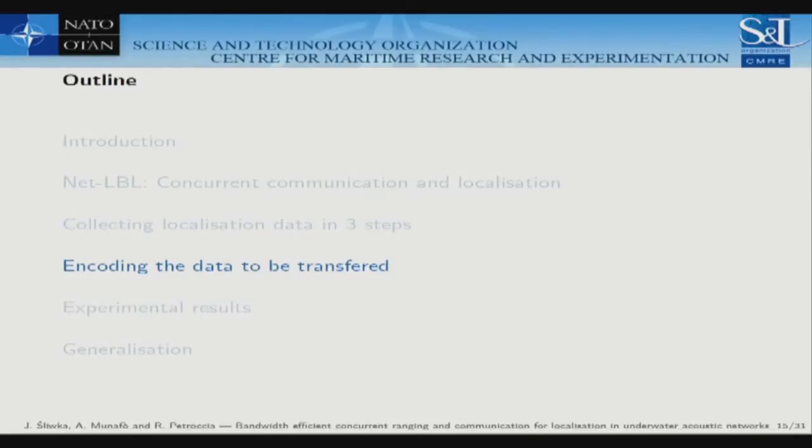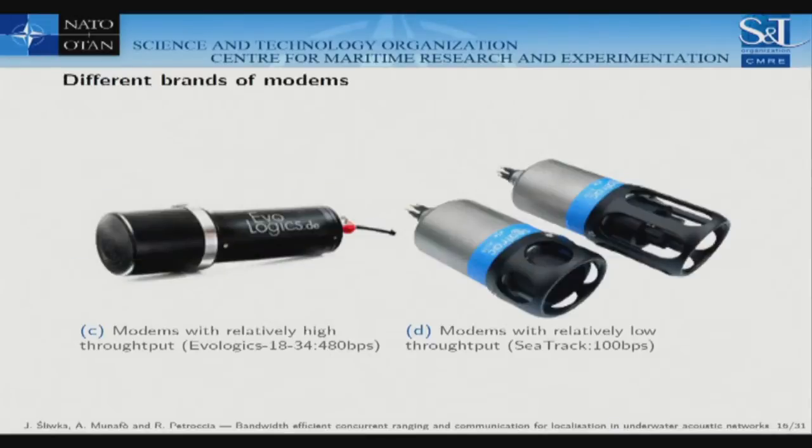So now I have introduced you to the problem of localization, and how technically we try to acquire data and how it is solved. It's solved using interval methods. But then we have a slight problem with modems, especially low-cost ones: the throughput is 100 bits per second.